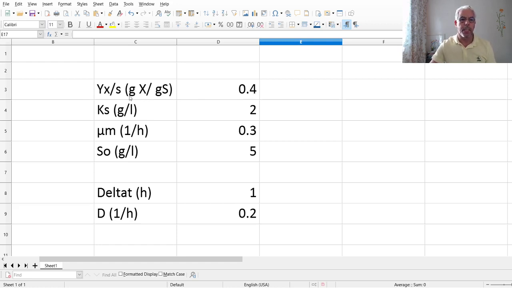For the yield here, I put 0.4 grams of cell per gram of substrate. For the half saturation constant, 2 grams per liter. The maximum growth rate is 0.3 per hour. For the concentration of substrate in the inflow, 5 grams per liter. For delta T, 1, and for D, the dilution rate, 0.2 per hour.